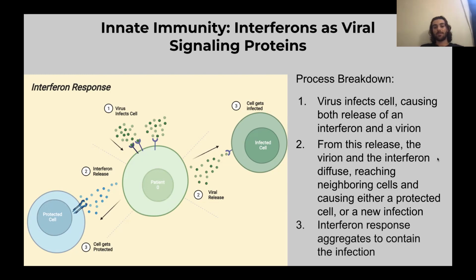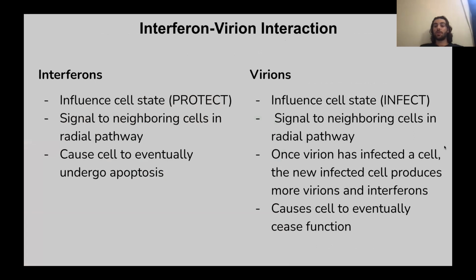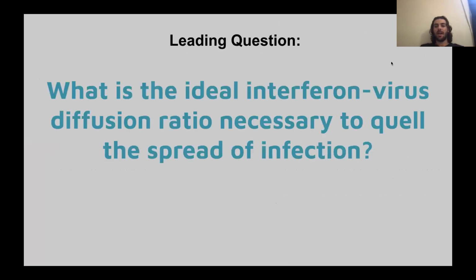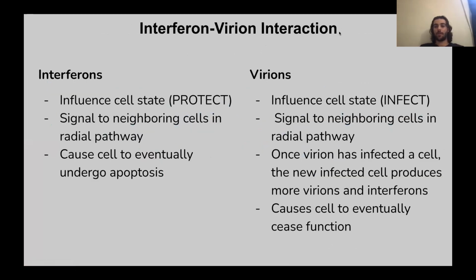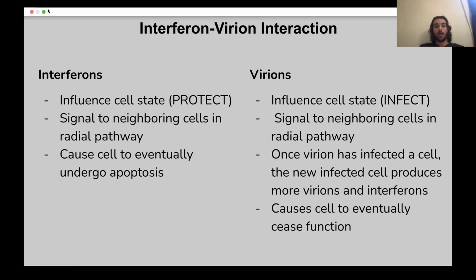So we're going to talk a little bit more about this. The two main actors in this system are interferons and virions, and they have very much opposite but equal reactions, which we're going to see. Interferons go and protect cells while virions go and infect cells. They both do this in a radial pathway surrounding the cell that it's generating from in the middle.